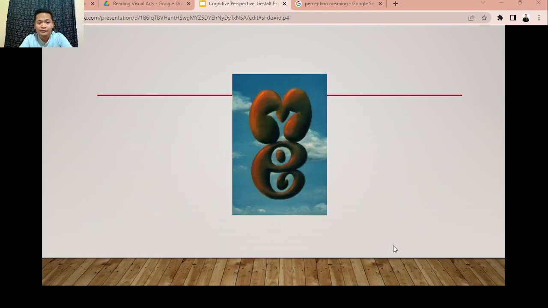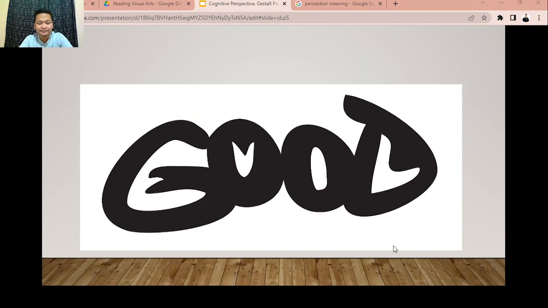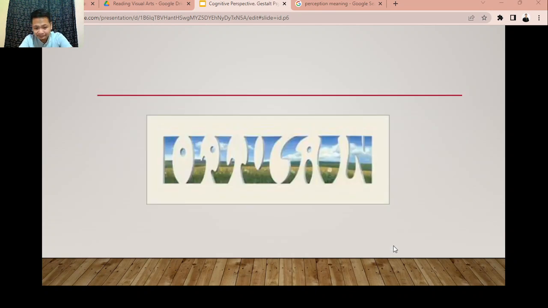Okay, the first one. All right. So what did you see first? What did you read first? Is it the word me or is it the word you? All right. What about this picture? Is it the word good or is it the word evil? And we also have this picture. So what did you see first here? Is it the word illusion or is it the word optical?